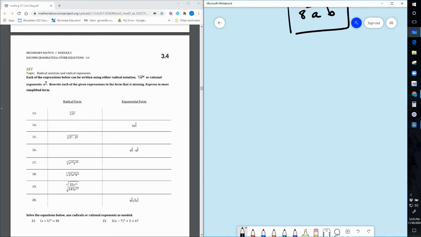The scary one looks like number 19. I'm going to do one similar. I'm not going to do a fifth root. I'll just do a square root, I guess. So we'll say 4x squared y to the fourth over 16 y to the 8th power.